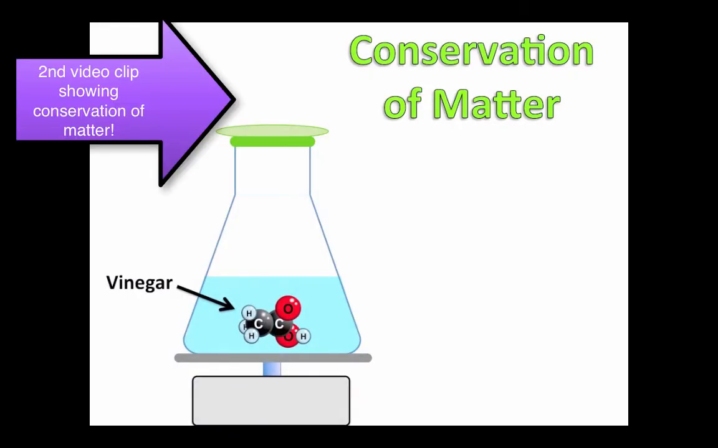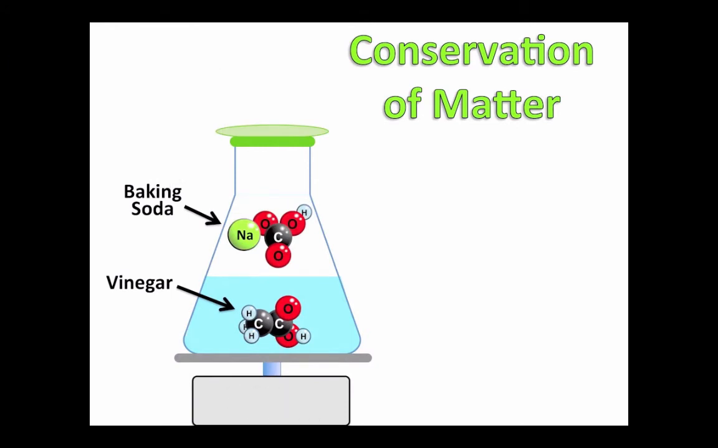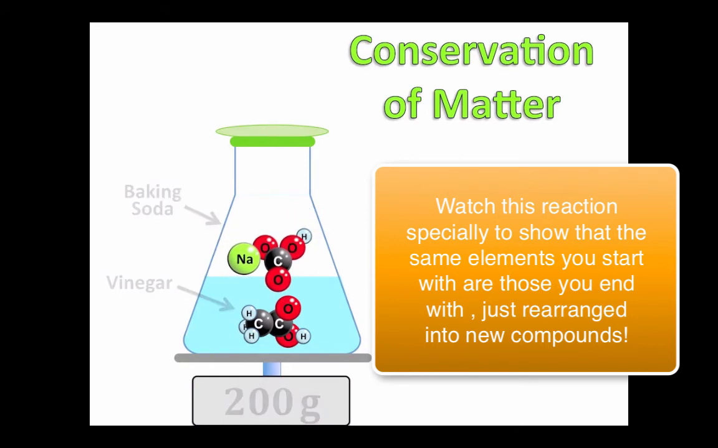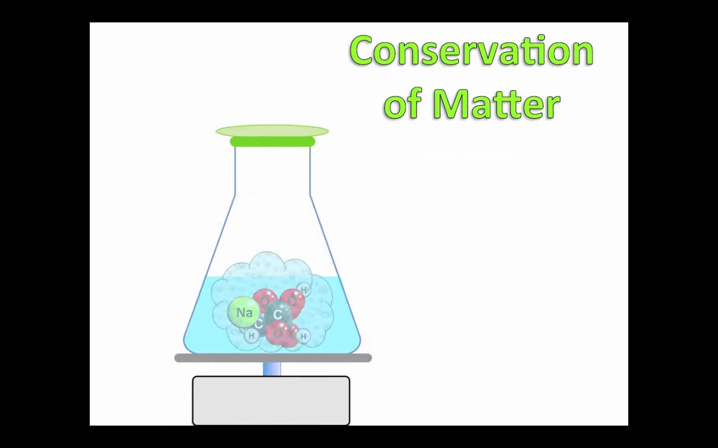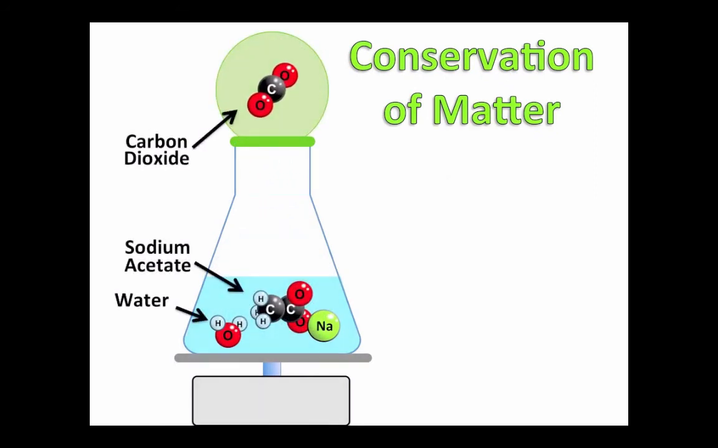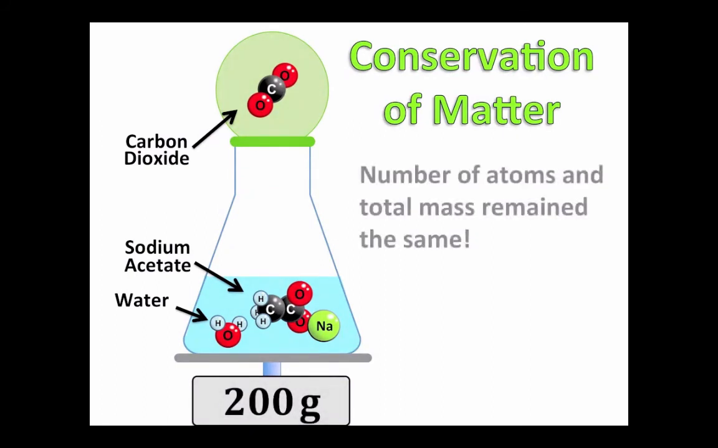We use vinegar and combined it with baking soda. Before the reaction, we measured the mass, came up with about 200 grams. We then allowed the two to mix, creating a new product. This produced carbon dioxide, sodium acetate, and water. This time we trapped the carbon dioxide and remeasured the mass of the entire product. Came up with 200 grams, did it again. So as you can see, in a chemical reaction, the number of atoms and the total mass remains the same.